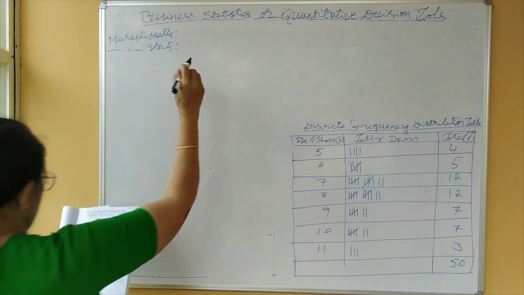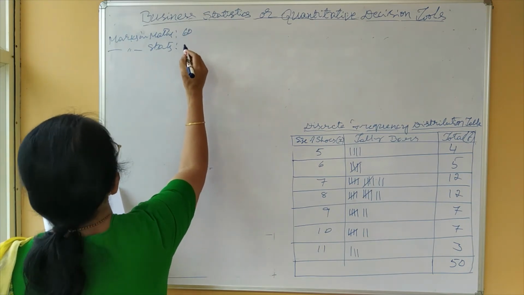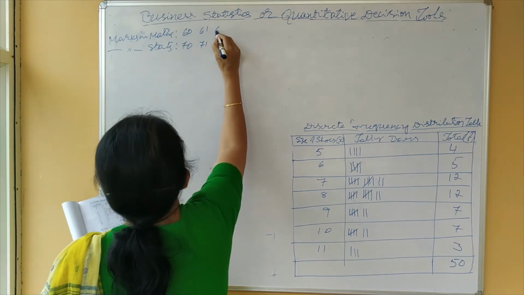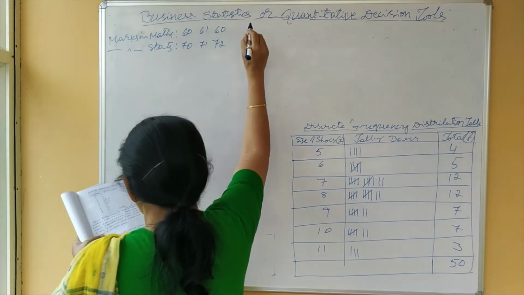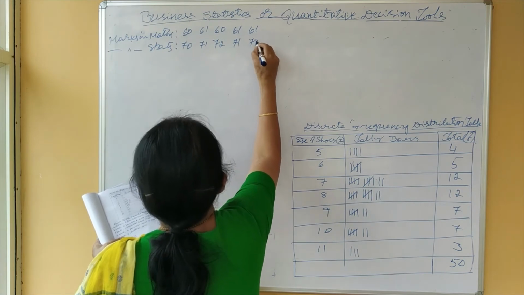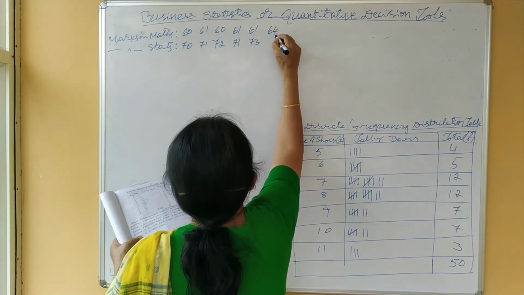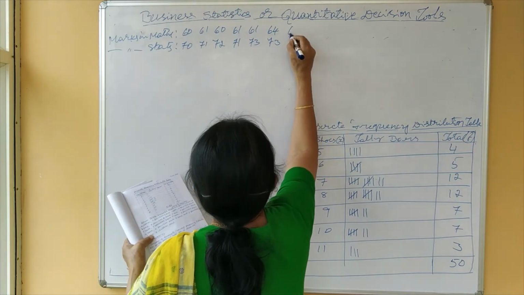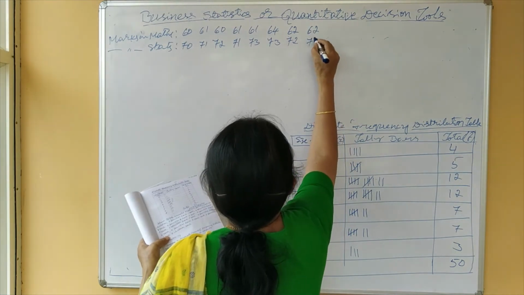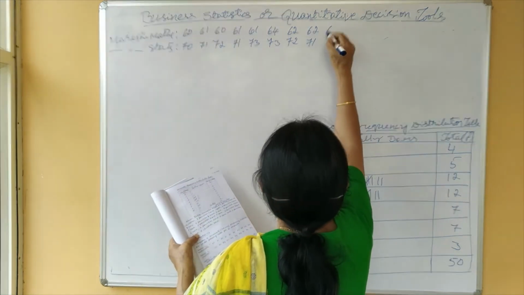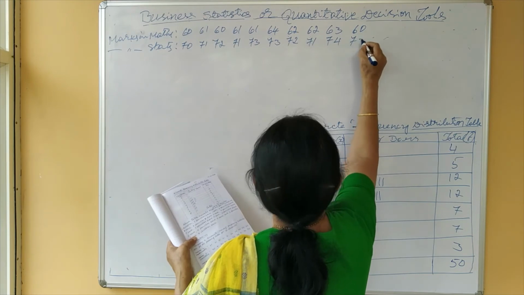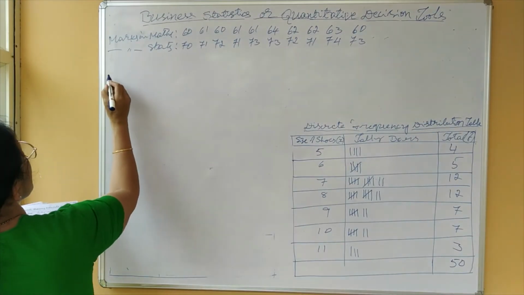Okay. Now here 60, 70, 61, 71, 60, 72, 61, 71, 61, 73, 64, 73, 62, 72, 62, 71, 63, 74, 60, 73.